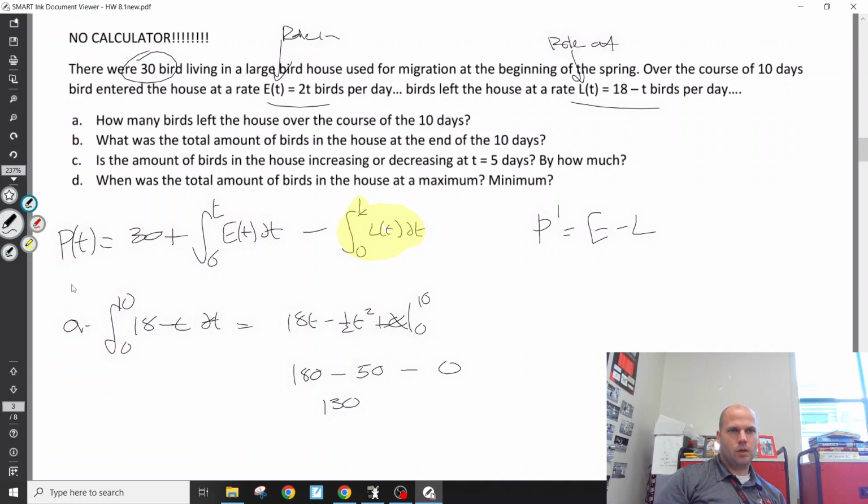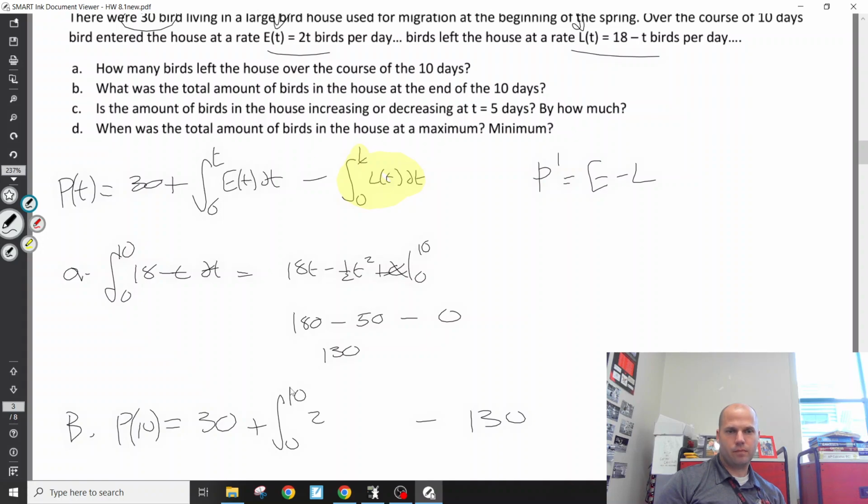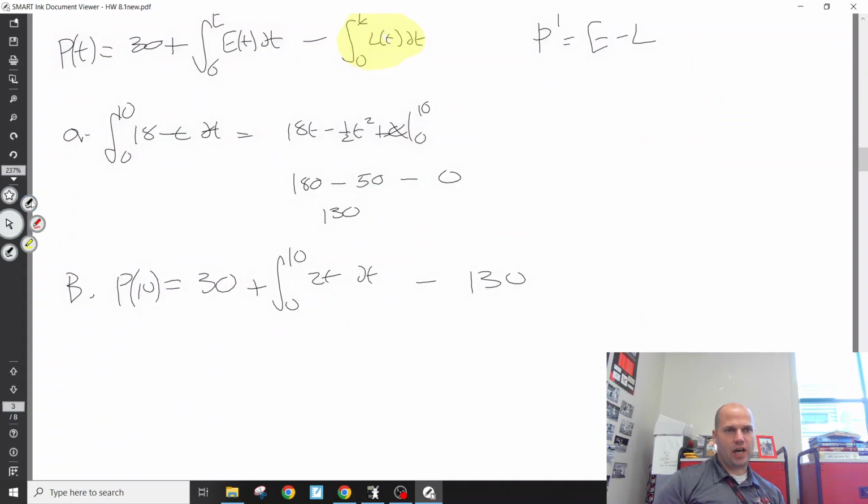Okay, cool. B, what was the total amount of birds in the house at the end of 10 days? Well, I already know how many birds left. Now I just need to include how many birds entered. So that'll be this integral. I can do the work on the side. You need to show it, though.